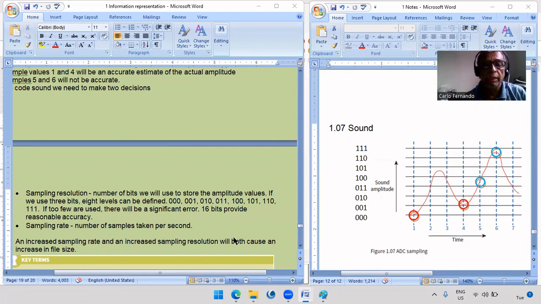And what is a reasonable number? 16 bits. 16 bits provide reasonable accuracy, which means for 3 bits, it can go up to 7 points, 7 lines like this. The accuracy increases: if it is 4 bits, then you have 2 to the power of 4, which is 16. So it goes even more in detail. So 16 bits is the reasonable accuracy.